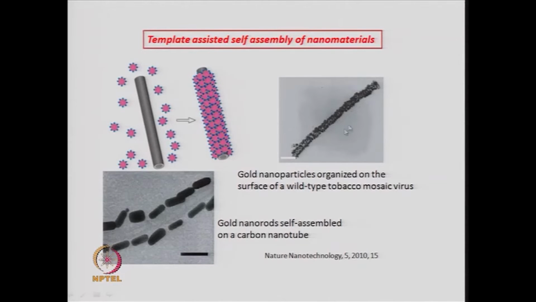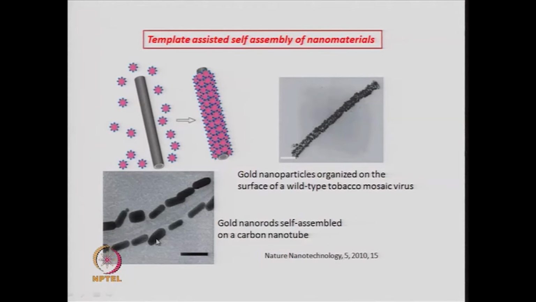So, this is a real picture, a transmission electron micrograph of gold nanoparticles, or these small spheres you can see are on this rod, which is a virus, and this virus is a particular virus which is called the wild type tobacco mosaic virus, and on top of the virus you have got these gold nanoparticles. So, you have self assembled the gold particles on the tobacco mosaic virus.